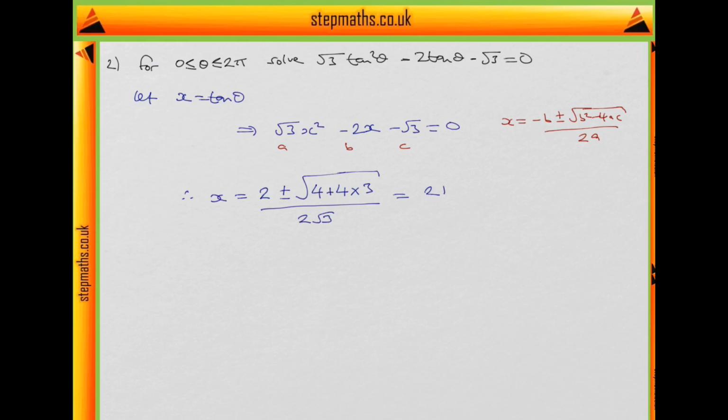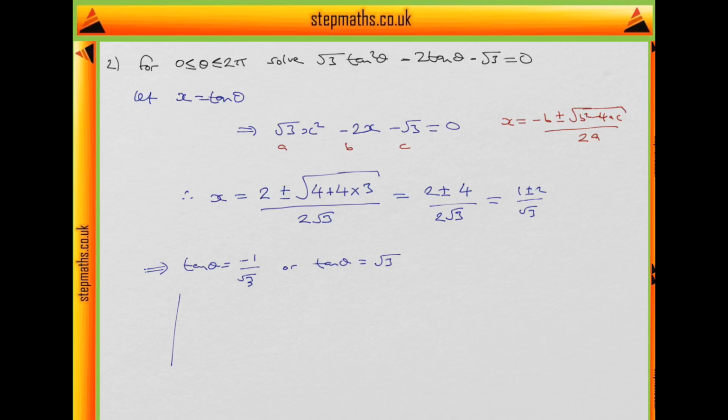Well, that's equal to 2 plus or minus the square root of 16, or plus or minus 4, divided by 2 root 3, which is equal to 1 plus or minus 2 over root 3. And therefore we see that tan theta is in fact equal to either 1 minus 2 over root 3, so that's minus 1 over root 3, or tan theta equals 1 plus 2 over root 3, that's 3 over root 3, or just root 3. Okay, so what values of theta correspond to these numbers, root 3 and minus 1 over root 3?